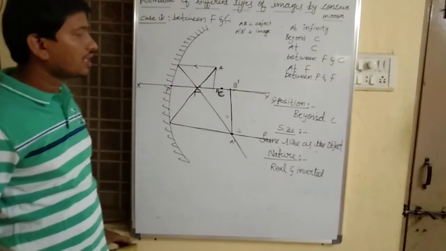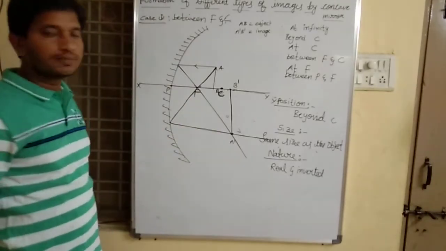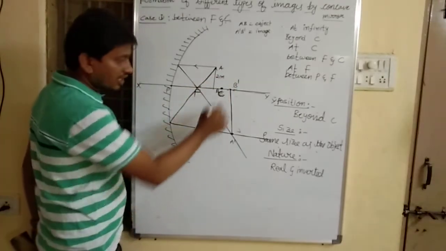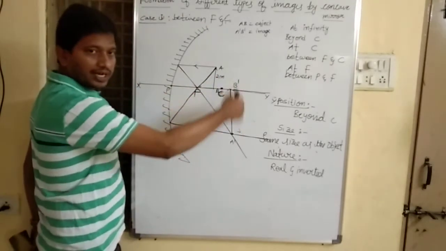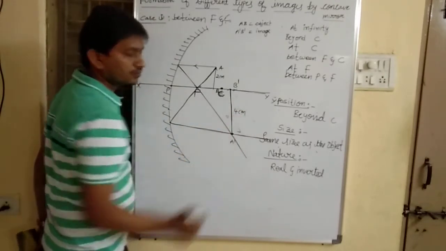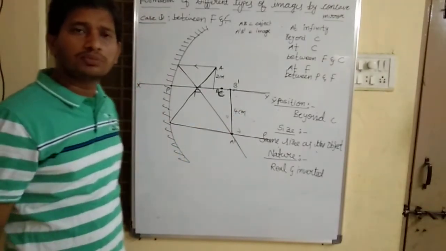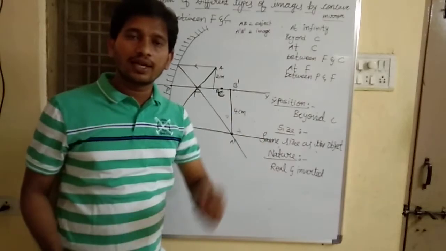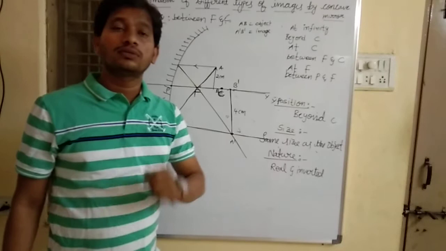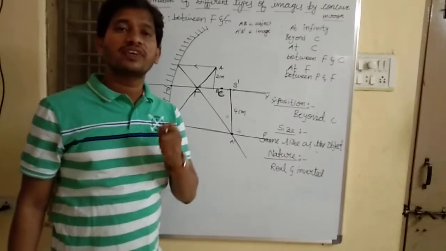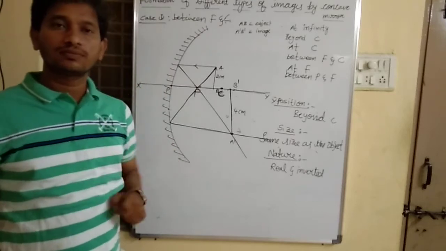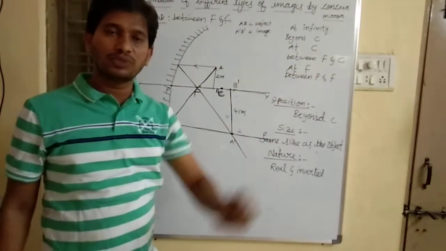And also you can observe the size of the image. Object, for example, this is 2 cm. Then you can see here the height of the object and the height of the image, which is much larger than the object. We can also say magnified. In scientific terminology, we can also call it a magnified image, much larger than the object.